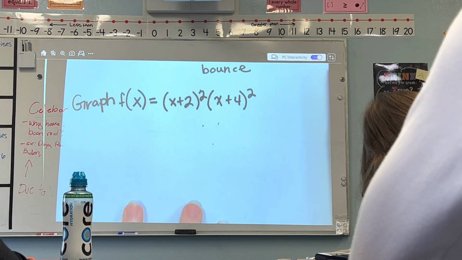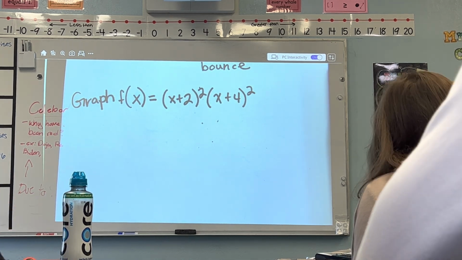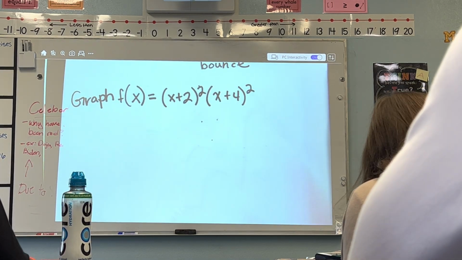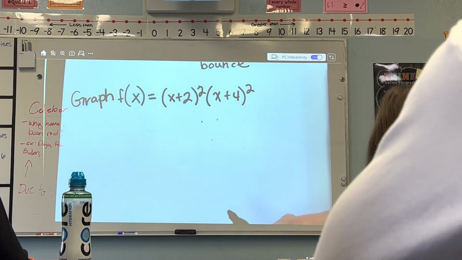So if we're gonna graph this one, this is an x squared and this is an x squared. So what degree is this one?